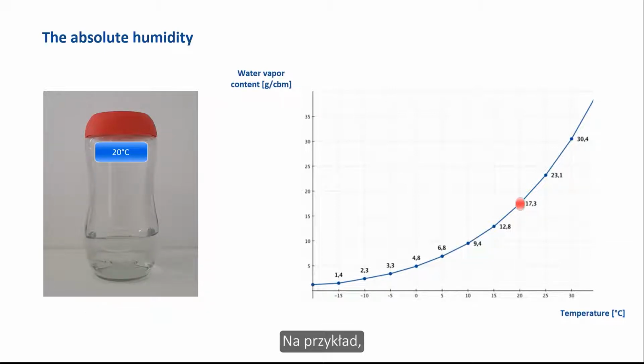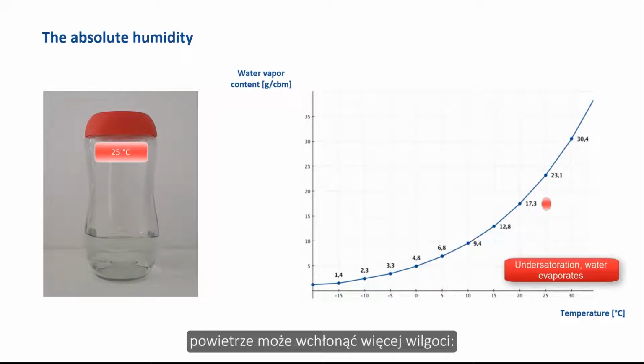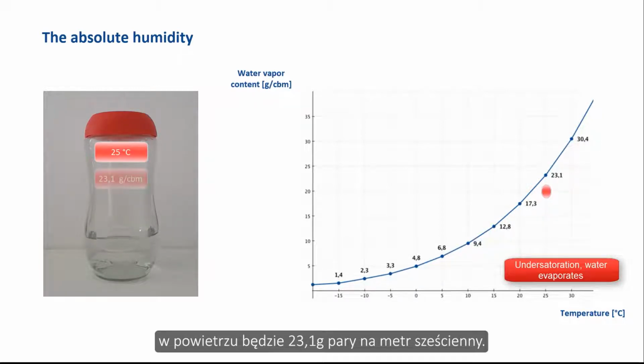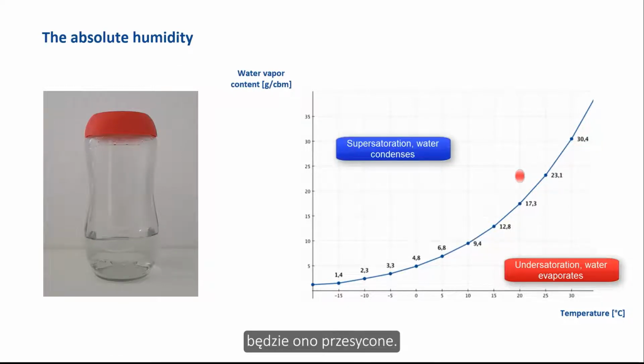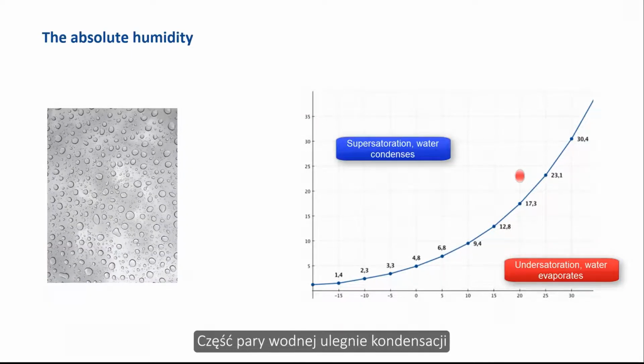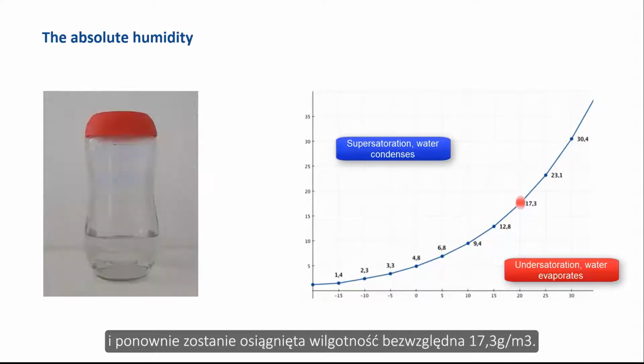For example, if the air volume is heated to 25 centigrades, the air can absorb more moisture. After the equalization processes, there will be 23.1 grams of vapor per cubic meter in the air. If the air is cooled down to 20 centigrades again, it is supersaturated. Part of the water vapor will condense and an absolute humidity of 17.3 grams per cubic meter will be reached again.